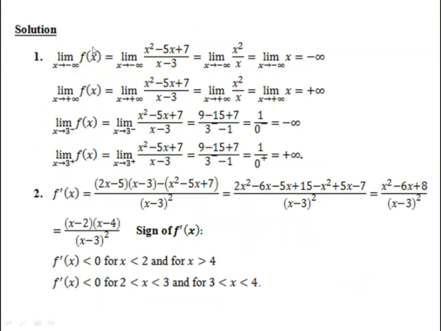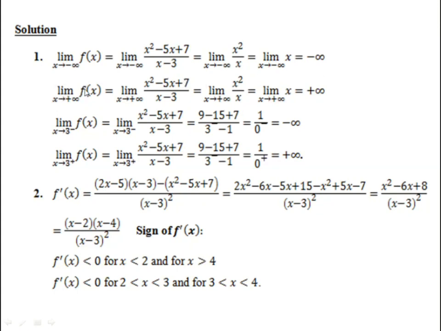The limit as x tends to minus infinity of f of x, where f of x is x squared minus 5x plus 7 over x minus 3. Here we will have plus infinity over minus infinity, which is an indeterminate form. So we will take out the highest power in the numerator, which is x squared, and the highest power in the denominator, which is x. So this limit equals the limit as x tends to minus infinity of x squared over x, which is x. So the limit as x tends to minus infinity of x equals minus infinity.